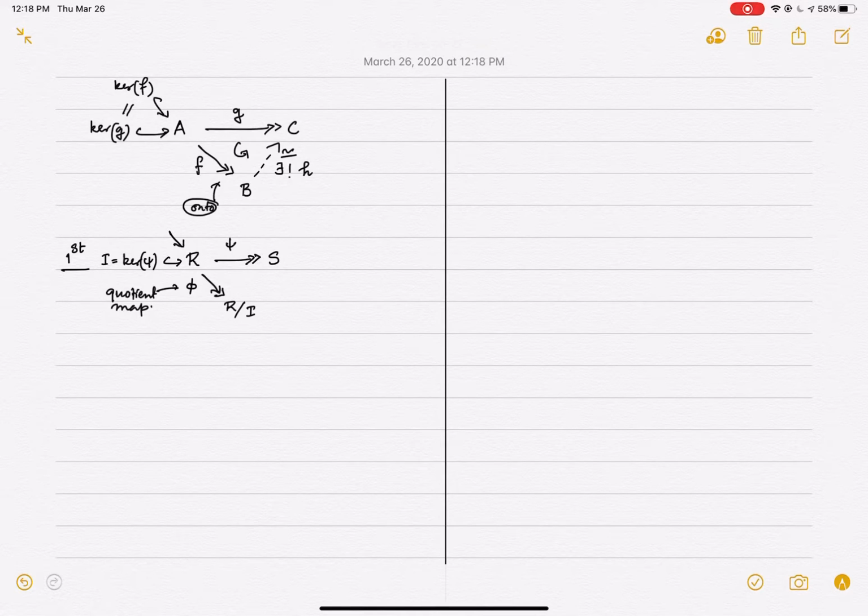And the kernel of the quotient homomorphism is also I. So here I have two surjective homomorphisms, phi and psi, and the kernels are equal. So by our master theorem, I know that there is a unique isomorphism here. In particular, R mod the kernel is isomorphic to the image.